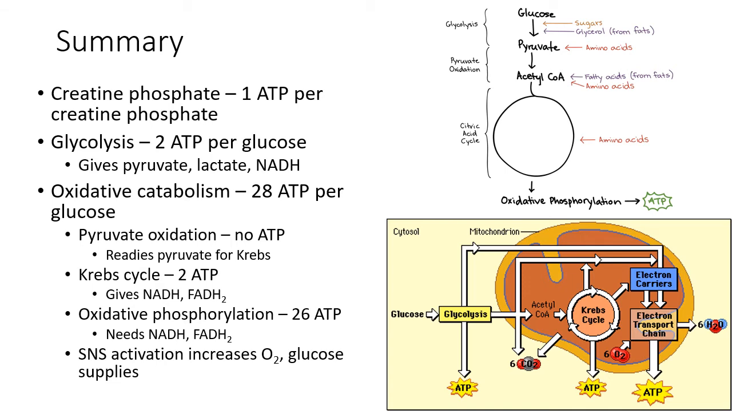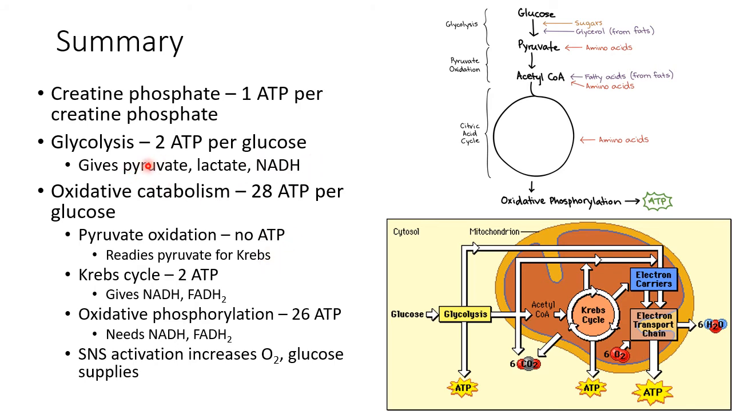So a summary of the overall energy sources for muscle, in addition to ATP that happens to be lying around, you have the creatine phosphate, which can make 1 ATP per creatine phosphate, about 10 seconds worth of ATP. And then you have glycolysis, which makes 2 ATP for every glucose. It also makes pyruvate, which could be converted to lactate, and it makes NADH.